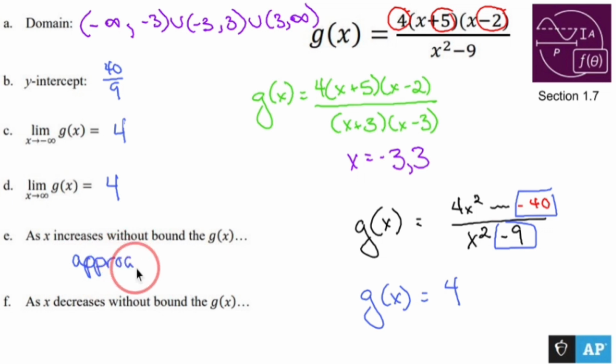Remember, my end behavior gives me a horizontal asymptote. And that horizontal asymptote is going to be at 4. As x increases without bound is just fancy talk for saying as x approaches infinity. So g of x is going to approach 4. Similarly, as x decreases without bound, the same exact thing is going to happen, and g of x approaches 4 once again. Okay? So 6 questions based off of this rational function right here. Fun stuff.